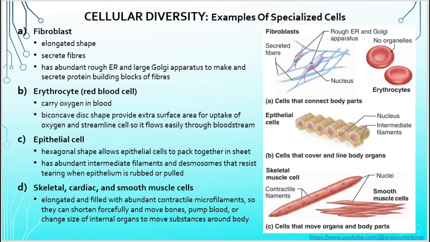The red blood cell, the erythrocyte, is a cell that carries oxygen in the blood. Its biconcave shape provides extra surface area for the uptake of oxygen and streamlines the cell so it flows easily through the bloodstream. So much oxygen-carrying pigment is packed in erythrocytes that all other organelles have been ejected to make room. This is a particularly great adaptation of red cells to their oxygen-carrying function in the body.